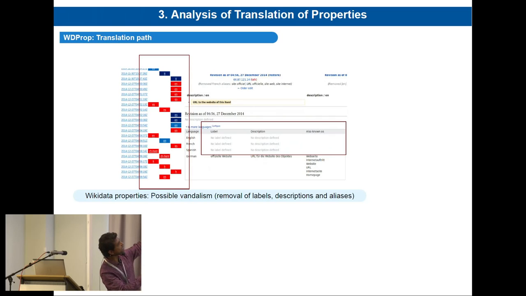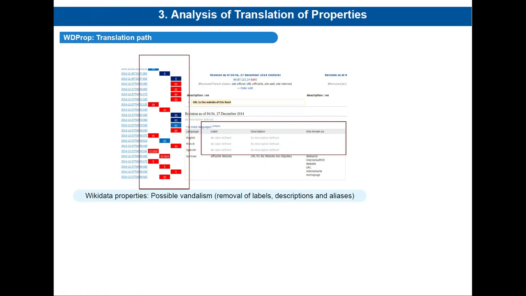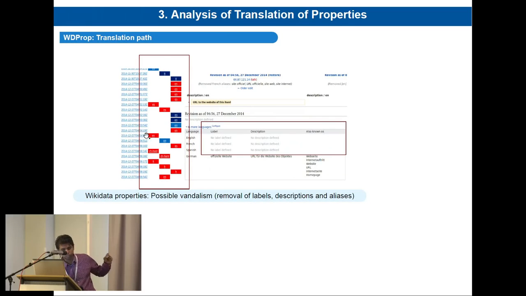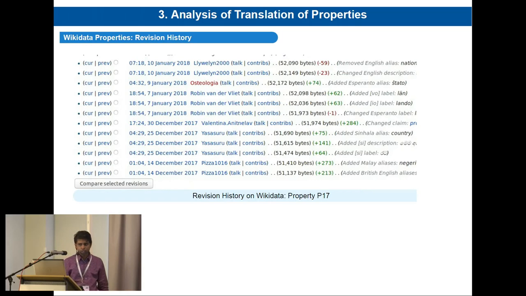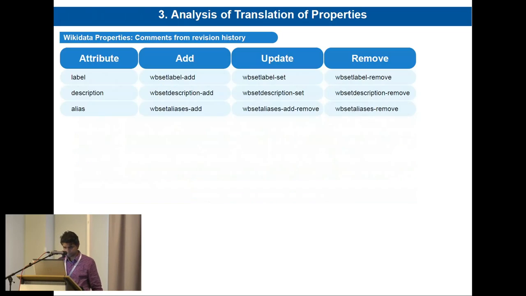So you could find these types of things from the translation path, and just because of the color code, you could see what happened on what day, and you could check exactly, because it is also linked. If you click on any of this, you could also get a link to the revision identifier, what exactly happened during that particular revision. So this is coming from the revision history. If you click on any of this, you get what exactly is happening in any particular revision.